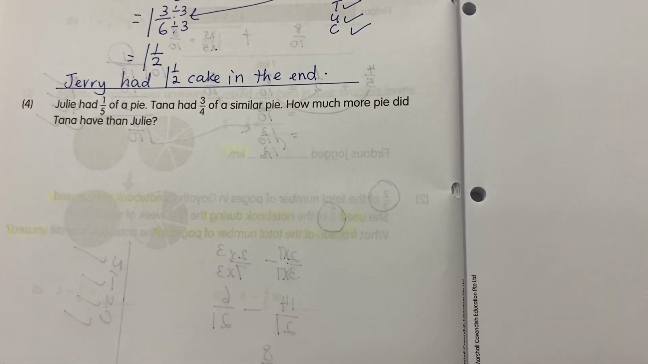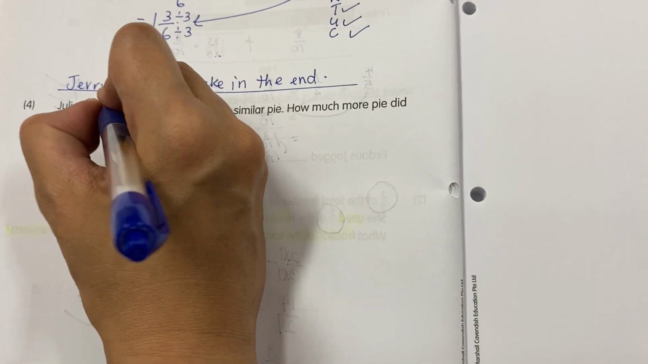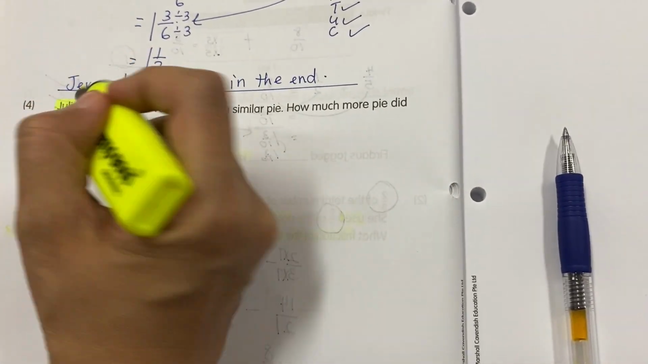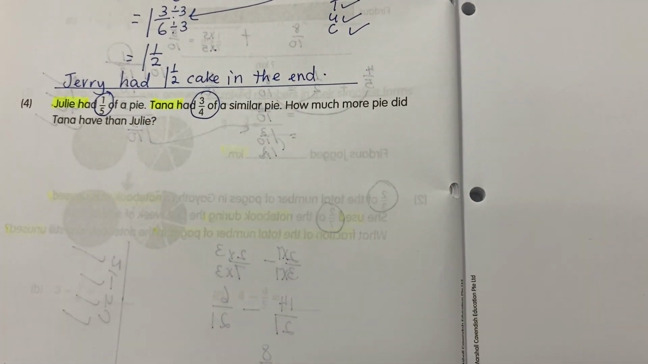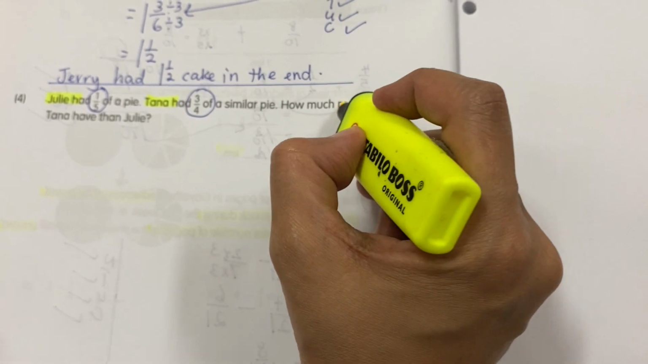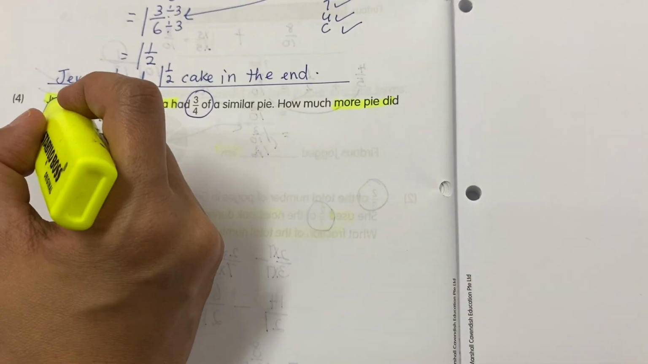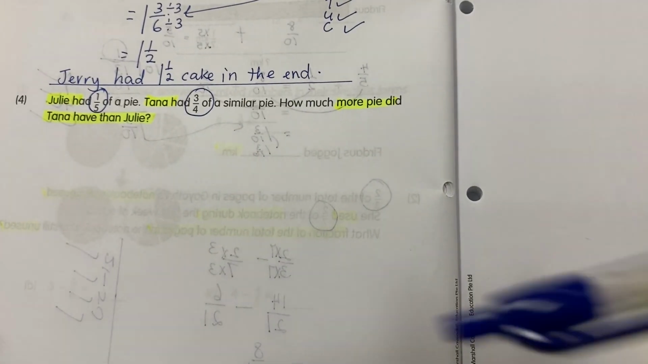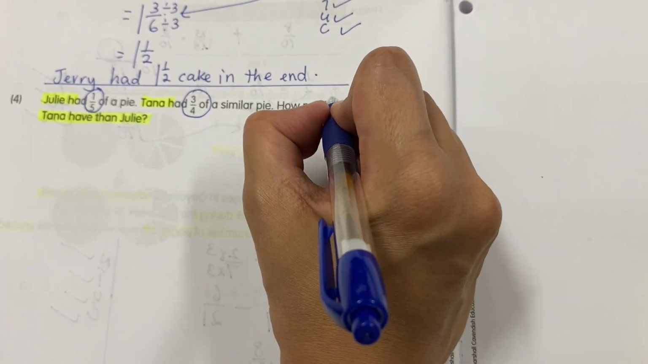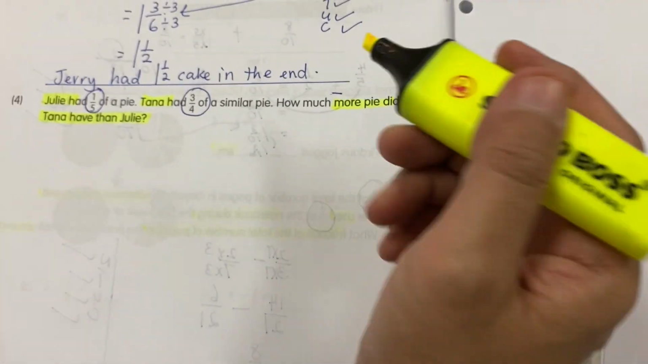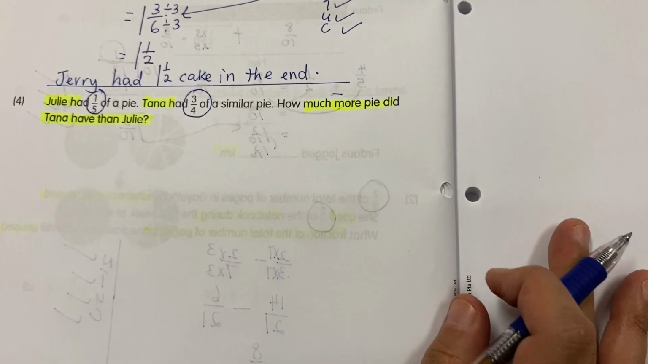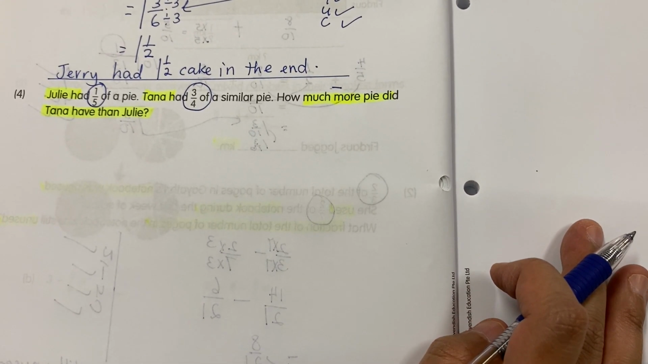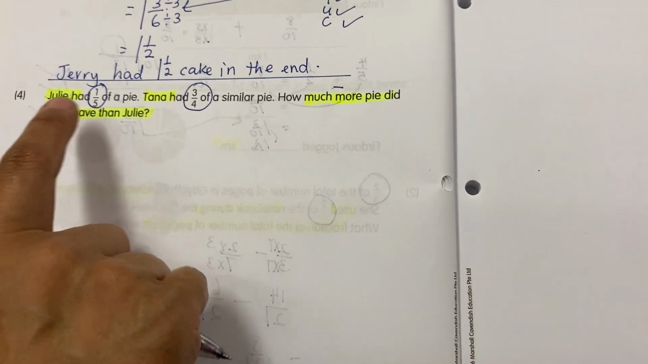Julie had 1/5 of a pie. So now it's a pie. Tanner had 3/4 of a similar pie. How much more? Okay, the word is how much more. When you have how much more, how much less, how much bigger, how much smaller, you know that it's a minus, because you are making a comparison, you are comparing one to the other, so you have to minus that. Now before you can even minus, you have to think which is a bigger fraction.